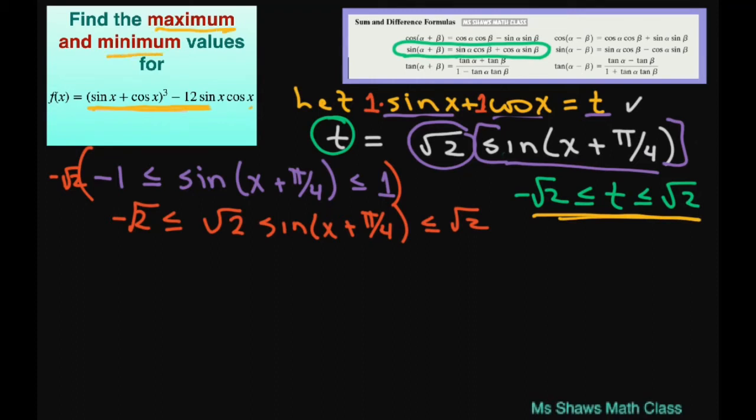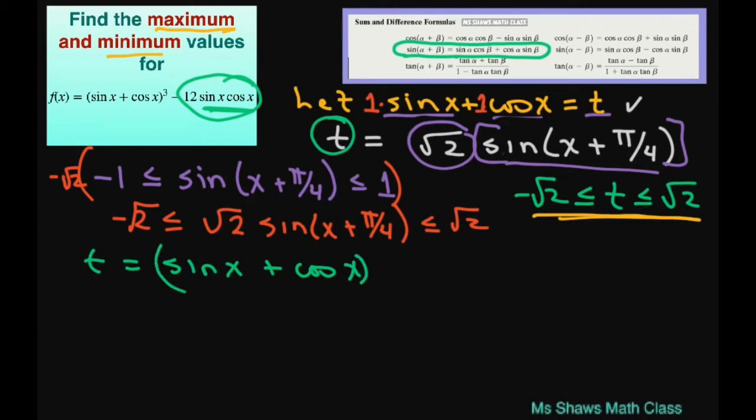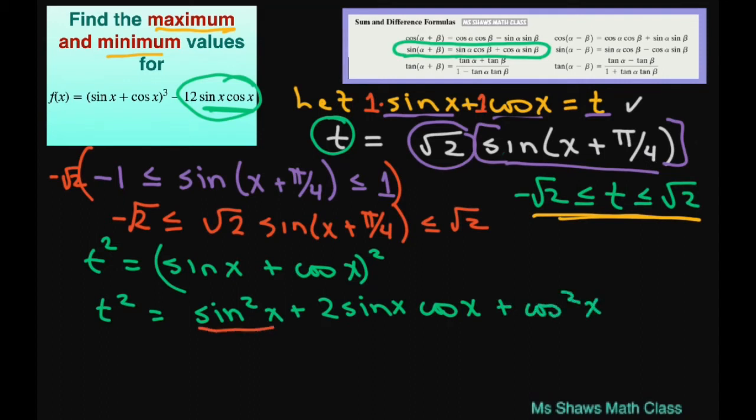And now, the only other thing we have to do is look at this sine of x, cosine of x, because we want to also write this in terms of t. So we already have a t here. We know that t equals sine of x plus cosine of x. And if you square both sides, this will give you t squared equals sine squared x plus 2 sine x cosine x plus cosine squared of x. Using your Pythagorean identity here, that means t squared equals 1 plus 2 sine of x cosine of x.